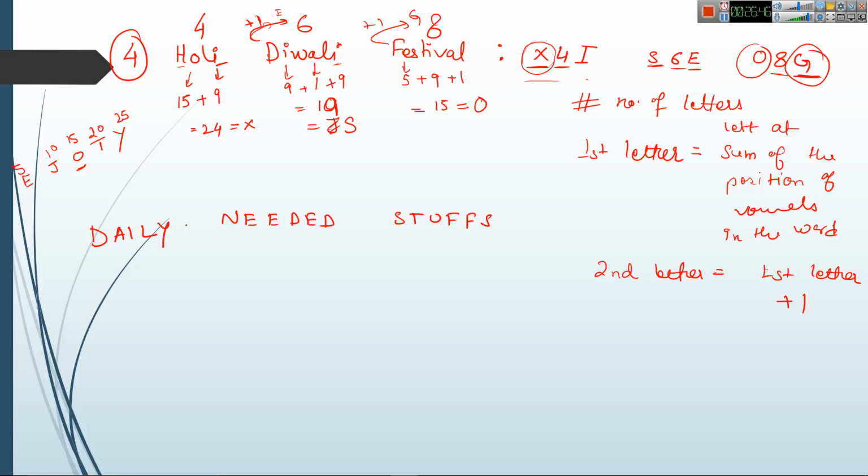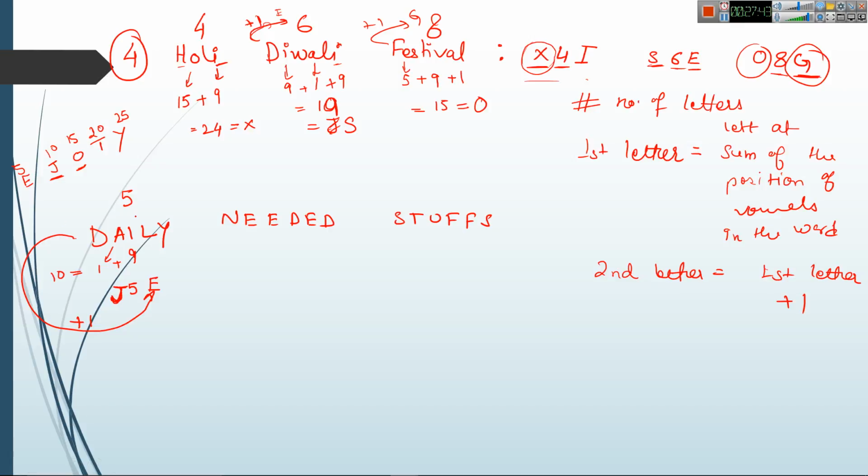Now we have asked the code for daily needed stuffs. We calculate the sum of the positions of the vowels, and the letter present there will be the first letter. First we do the number part. Daily has 5 letters, so the number part will be 5. The letter just before the number will be the sum of the vowels. A is position 1 and I is position 9. It equals 10. The letter at the 10th position is J. And the second letter will be the first letter D plus 1, which is E. So the code for daily will be J5E.